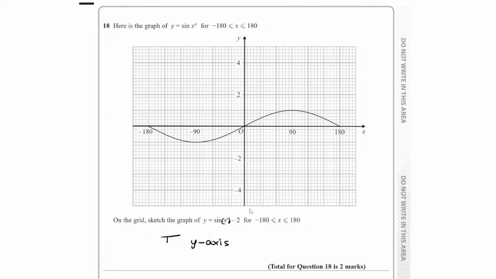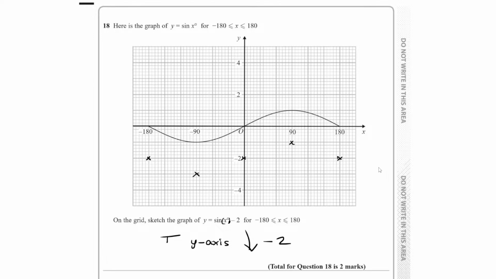Yeah, this is graph transformations exactly. So nothing happens to the x, we're literally just going to shift the whole graph down by 2. So just take the 5 key coordinates there and move them down. Just be careful of the scale. This one's at minus 1 already, so minus 3, 0 to minus 2, 1 to minus 1, and 0 to minus 2, you can see that there.